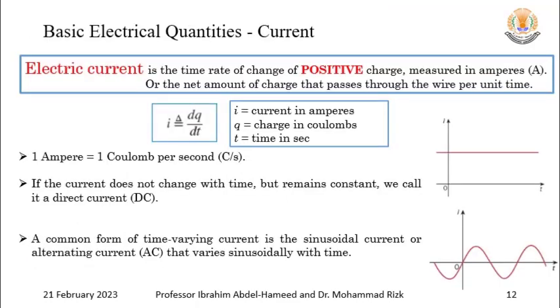Again, electric current is the time rate of change of the positive charge, so I is dq over dt. And we have two types of currents, DC and AC. Our course consists of two parts, and I'm going to teach DC. DC means the voltage and the current are constant with time, like this figure. And AC means alternating current, meaning sine or cosine.